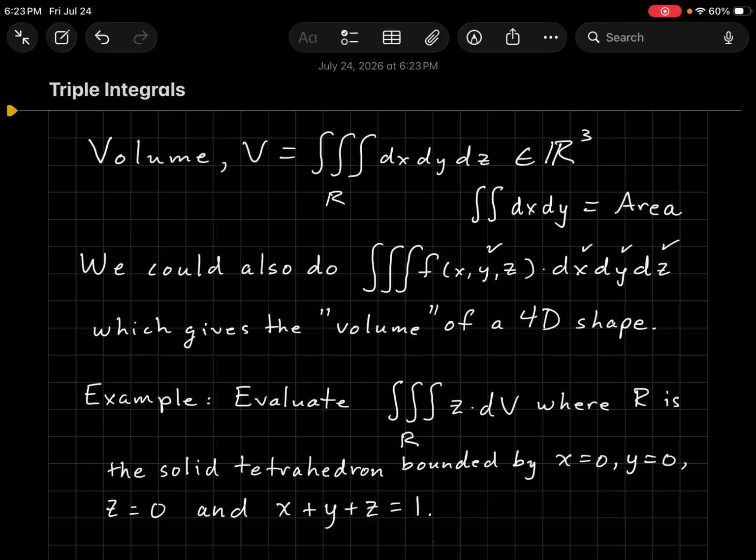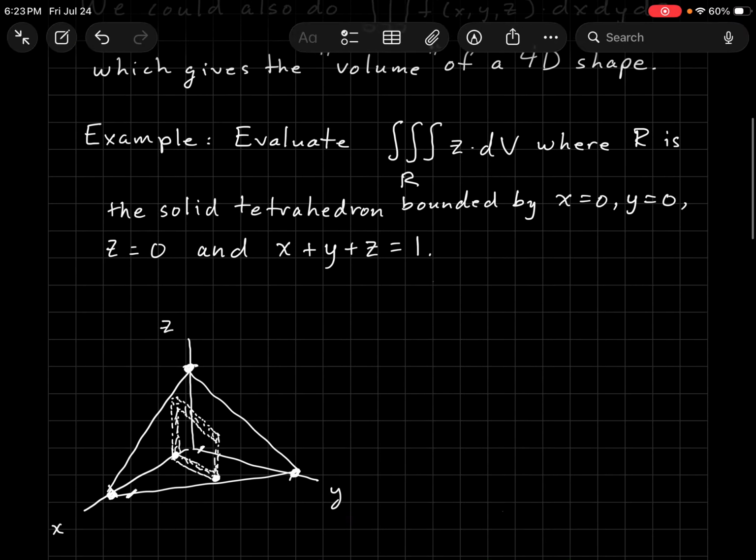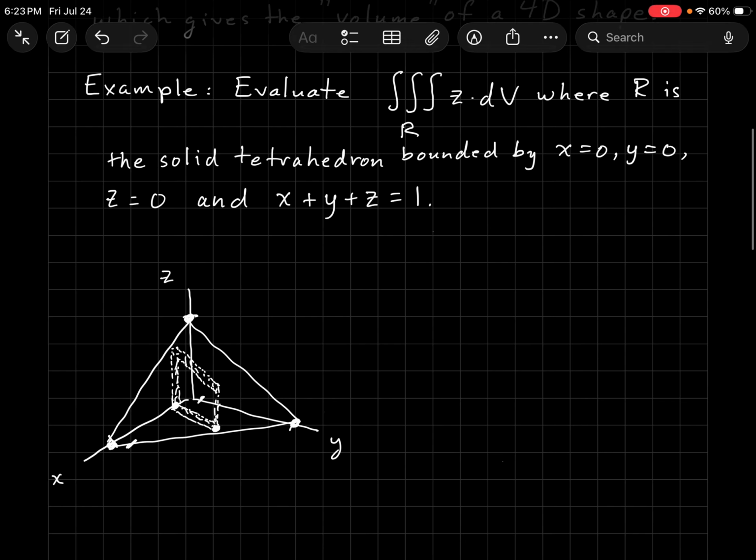We want to evaluate the triple integral over R of z dV, where R is the solid tetrahedron bounded by the coordinate axes and the plane x plus y plus z equals 1. I have drawn a picture of this solid tetrahedron down below.